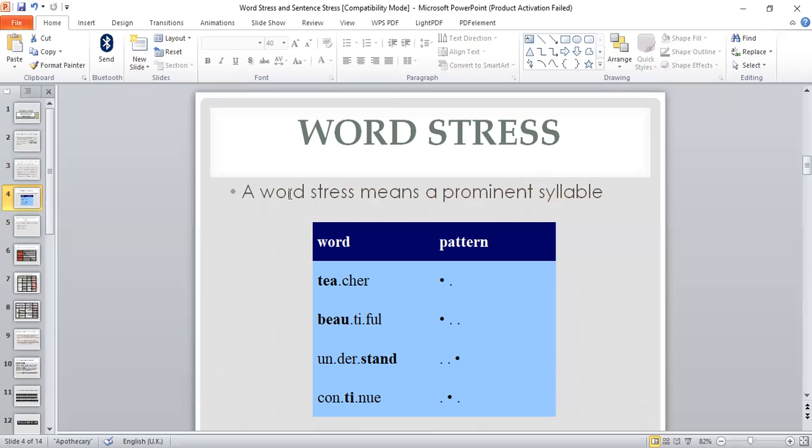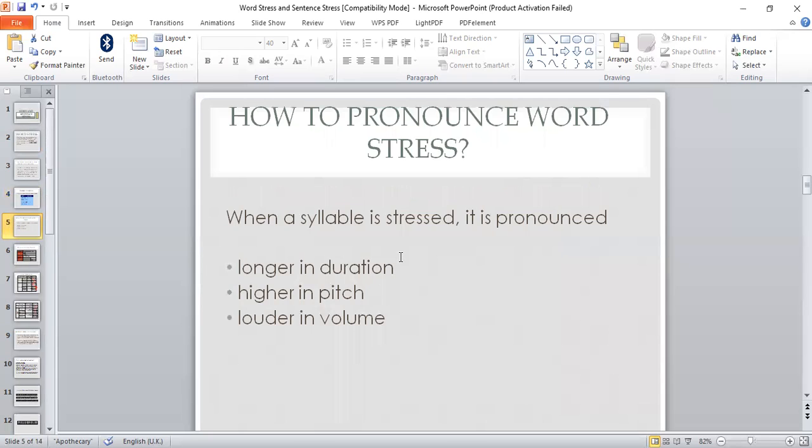Taking for instance the words that we have here, the accent will be on 'teach' for the word teacher. The accent will be on 'beau' for the word beautiful. The accent will be on 'stand' for the word understand. And the accent will be on 'tin' for the word continue. So that is how you identify words that are stressed and which part of the word is stressed. Put it in your mind that anytime you're talking about word stress, what you consider is the stressed syllable. Moving on, how do we pronounce word stress?